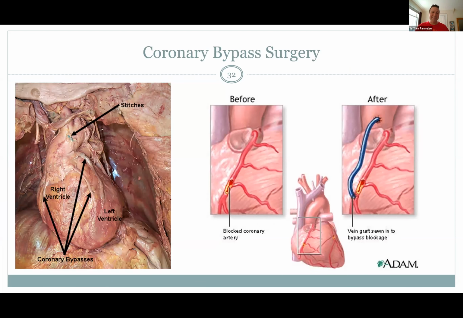Here's a bypass right here. I've seen these on cadavers often. You cut into the heart, and all of a sudden you see these sutures, all these sutures, amazing. Instead of fixing the issue itself, let's just make a bypass. They often take a piece of the saphenous vein from your leg, and they put it in there, and it just bypasses the situation. It's a fix. So you can have a triple bypass, quadruple bypass.